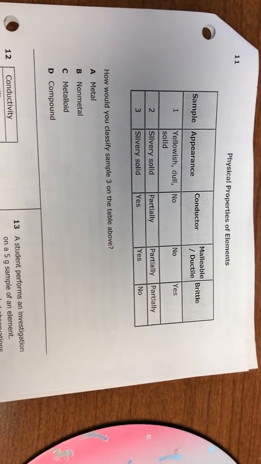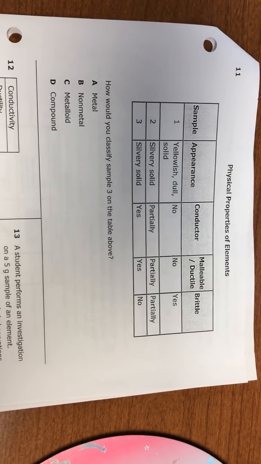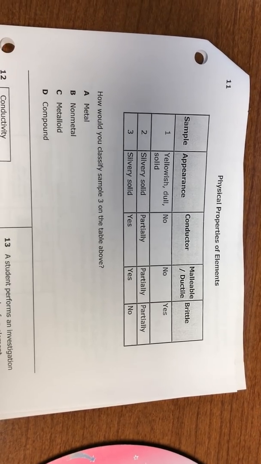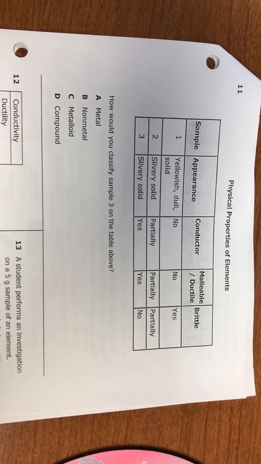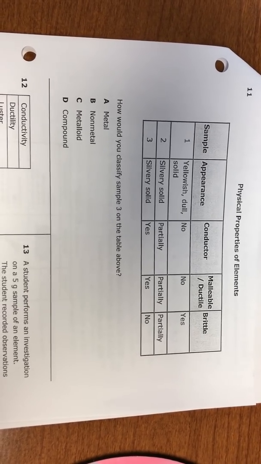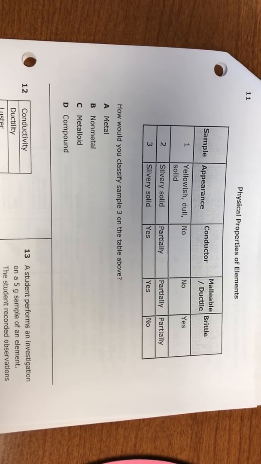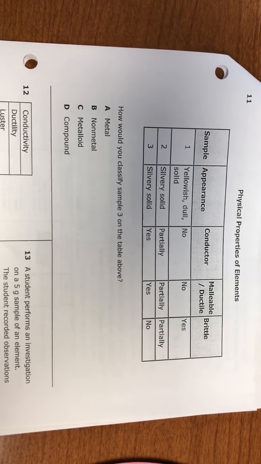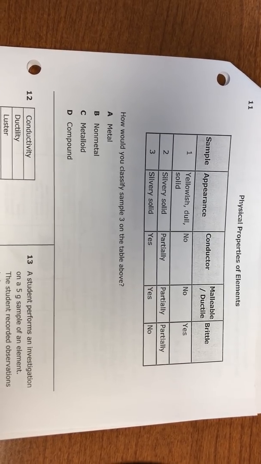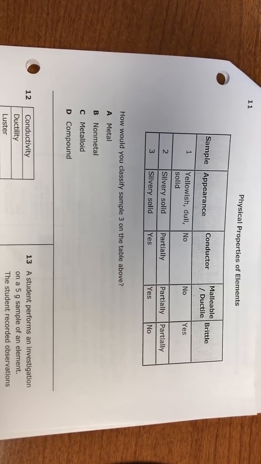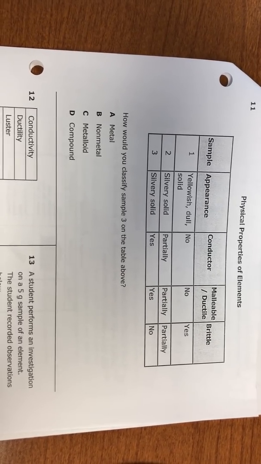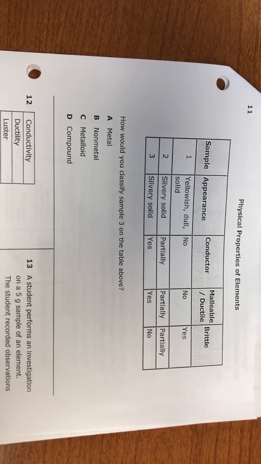Physical properties of elements. You've got a table there. Sample 1 is a yellowish, dull solid, does not conduct, is not malleable or ductile, and yes, it is brittle. Number 2 is a silvery solid. It partially conducts. It's partially malleable and ductile, and it is partially brittle. Number 3 is a silvery solid. It does conduct. It is malleable and ductile, and it is also not brittle.